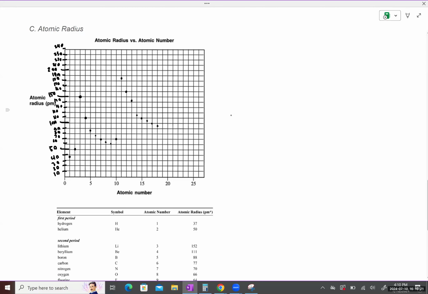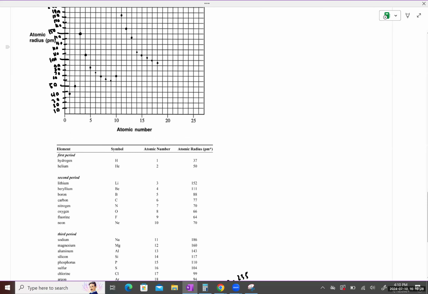Again, we can notice a bit of a repeating pattern here. Almost like these trends repeat themselves over a defined period, in that as we move to a new row or period of the periodic table, we observe similar trends of atomic radius as we move across a row, across a period in the periodic table.